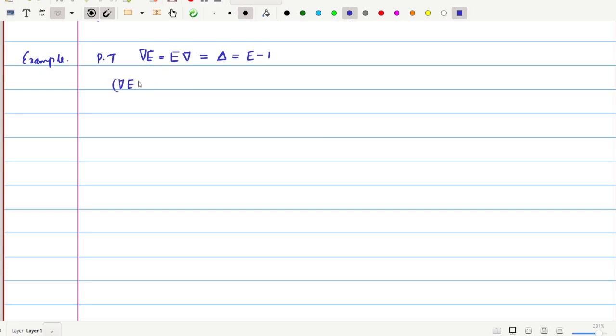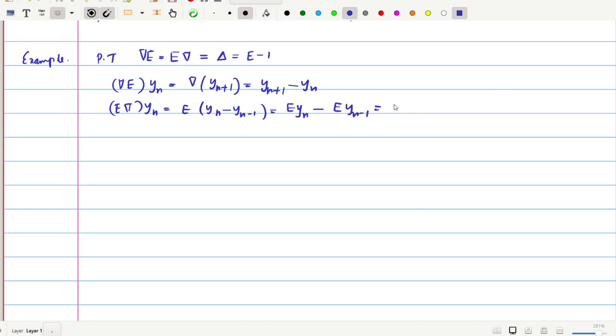Del E of yn. By definition, this is del of yn plus 1. That is equal to yn plus 1 minus yn. Similarly, you can evaluate E del of yn. That is E of del of yn, which is E of yn minus yn minus 1. That is equal to E of yn minus E of yn minus 1. E of yn is yn plus 1 and E of yn minus 1 is yn. So from these two equations, you can say that E del is the same as del E.